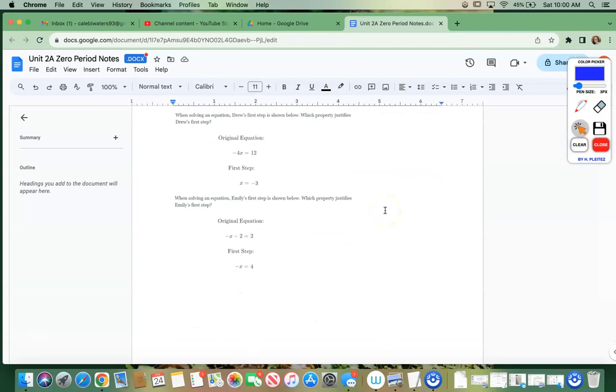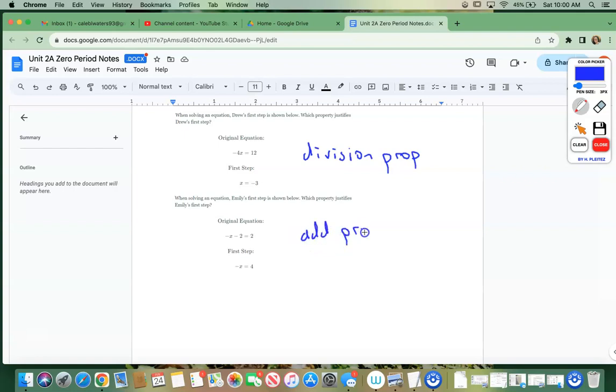Alright, so for this one, hopefully you saw that they just divided by -4. So that would, of course, be the division property. And then, for this one, hopefully you saw that they just added 2. And that's all they changed. They hadn't gotten rid of their negative yet, right? They would keep going if they're going to fully solve it. But they just moved that 2 over there. So that was the addition property.